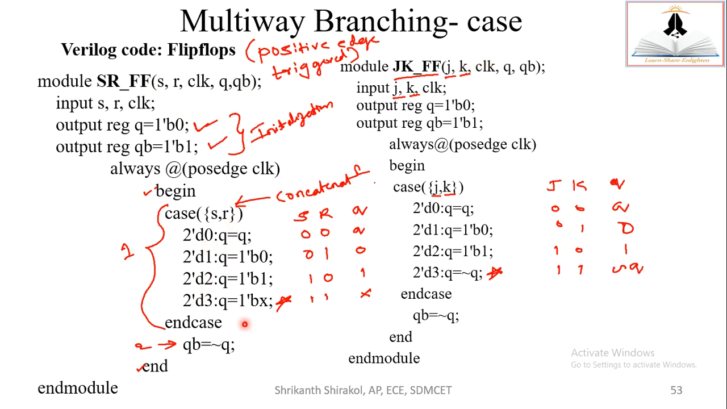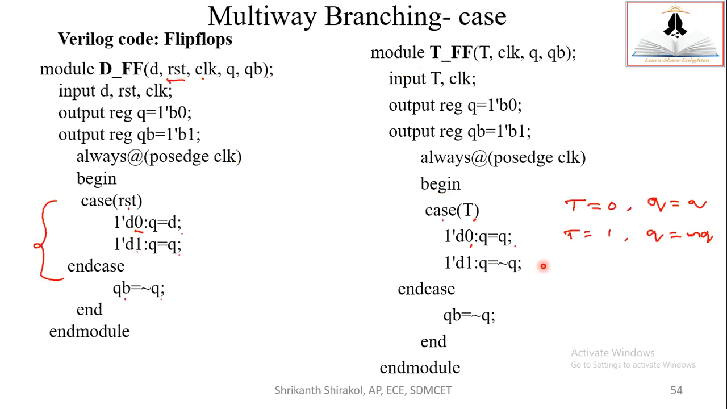Wherever SR is there, you replace it with JK. Other than that, the only other difference is to replace the alternative 3, when SR is equal to 3, meaning S equal to 1, R equal to 1. In JK, when J equal to 1, K equal to 1, you replace Q equal to undefined with Q equal to not of Q. That's the only difference. Rest everything is the same.